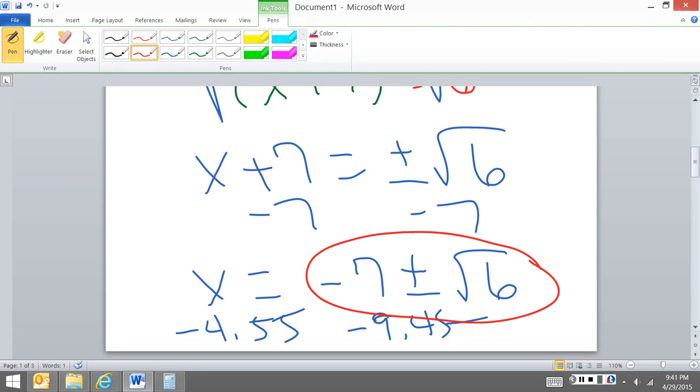If you are going to find the decimal approximation, you need to separate this out into 2, so negative 7 plus the square root of 6, and negative 7 minus the square root of 6. And I usually write 2 separate columns and do each separately to help me keep them apart as I work them through my calculator.